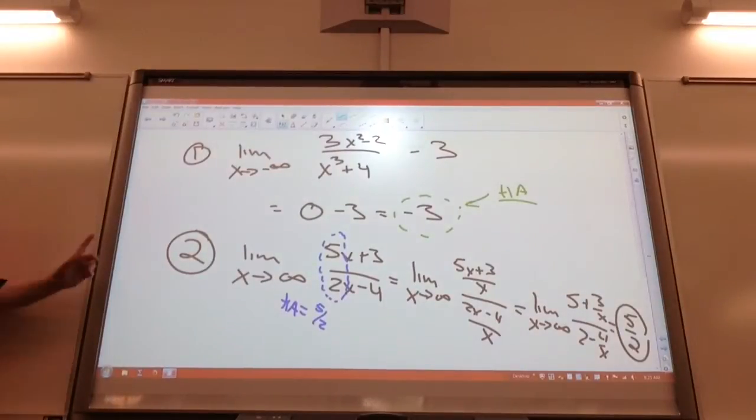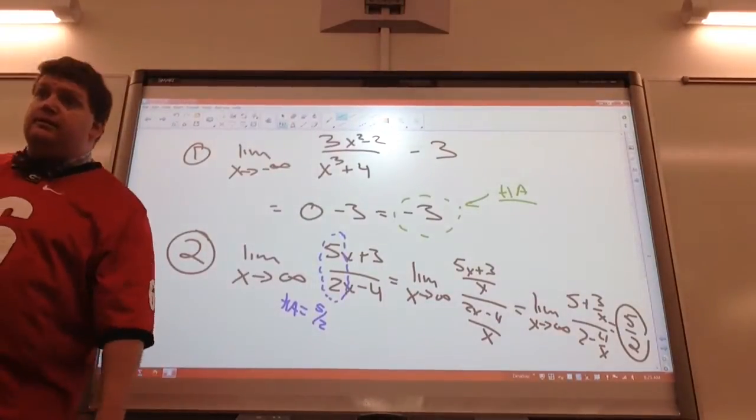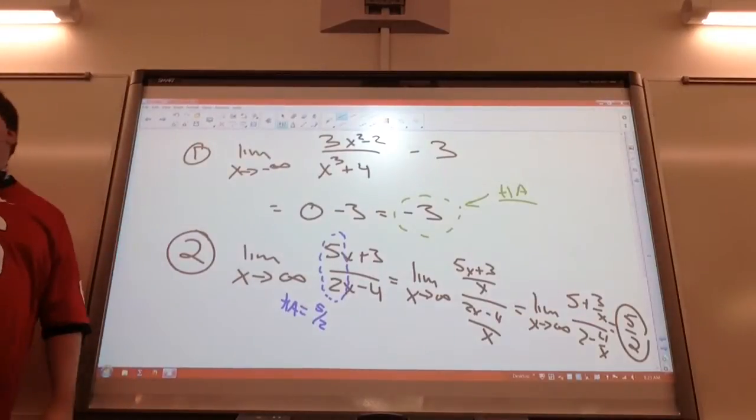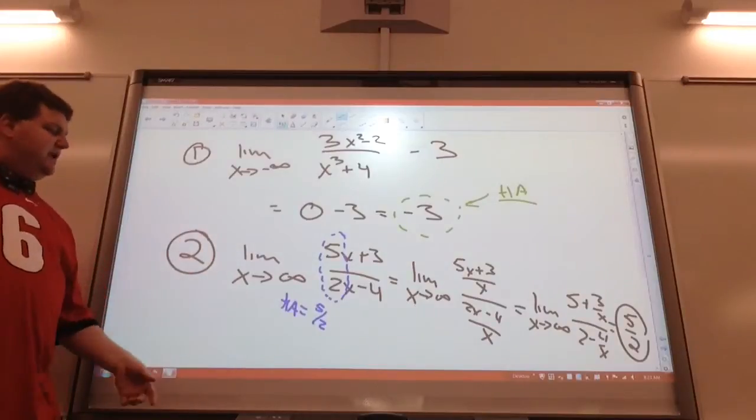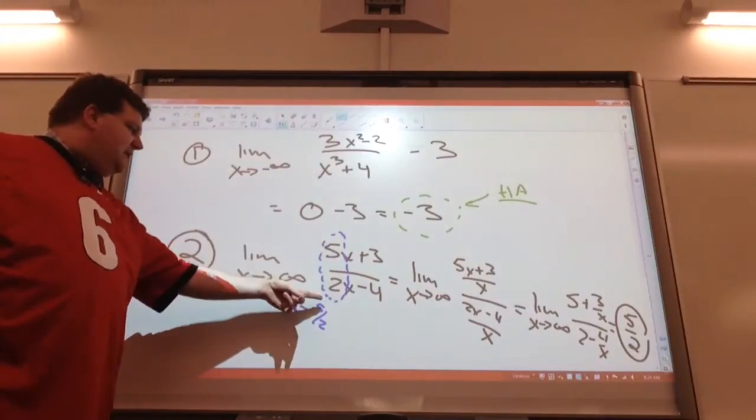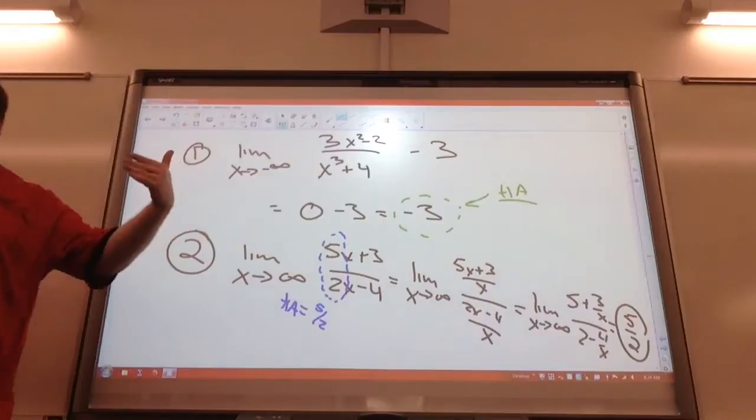Any questions about this last case here? And again, if I wanted to know whether it approaches from above or below, I just look generally at what the sign should be. On top it's positive, on the bottom it's positive, so it's positive. It's approaching from above.